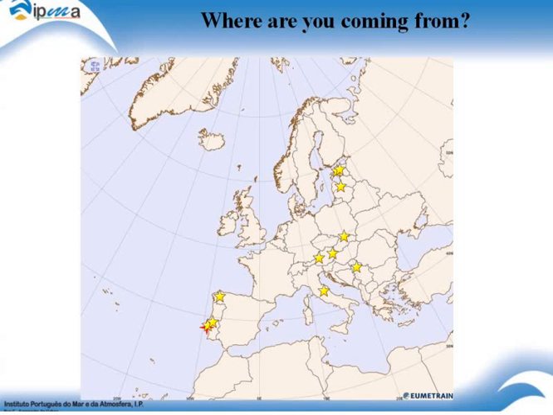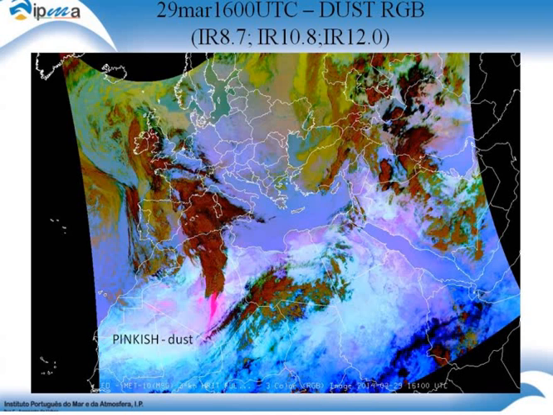Well, I would like to show you first, before we start with the weather briefing, some dust events that we had over Europe in the last days of March. I want to show you this dust RGB, where you can see this pinkish color over North Africa, and that represents the dust.